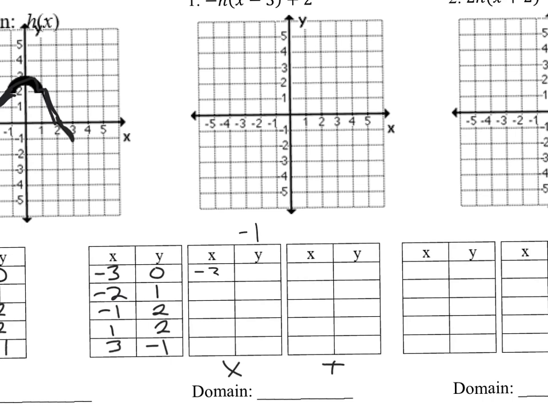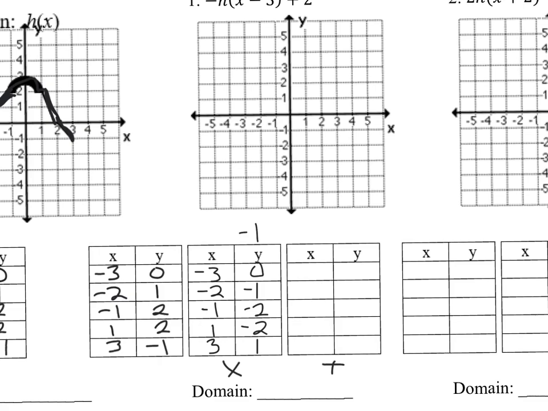So the x's stay the same. Nothing to do. But now let's change the y. So 0 times -1 is going to be 0. 1 times -1 is -1. -1 times 2 is -2. -1 times 2 is -2. -1 times -1 is going to be +1.